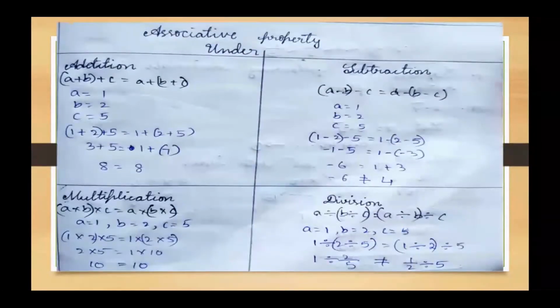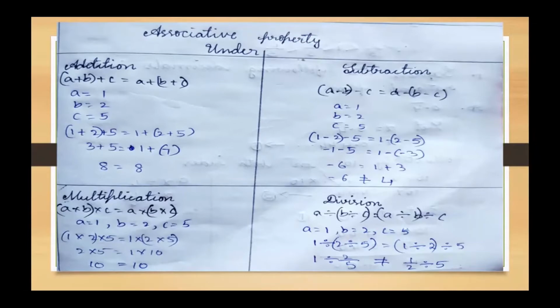Associative property under addition: a plus b plus c is equal to a plus b plus c. Suppose a is equal to 1, b is equal to 2, c is equal to 3. Then 1 plus 2 plus 5 is equal to 1 plus 2 plus 5. 1 plus 2 is equal to 3, plus 5 is equal to 8. 1 plus 2 plus 5 is equal to 7. 8 is equal to 7.